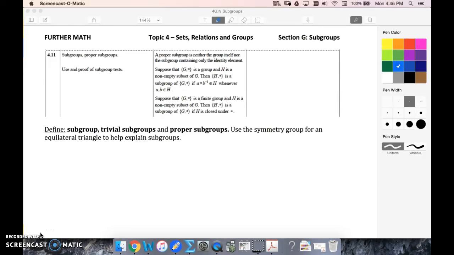Right, so now we're looking at notes about subgroups. This is syllabus topic 4.11. Proof of subgroup tests are the proofs that you need to know for this one, and they talk about it in your syllabus over here as well. So right now we're going to start by defining what a subgroup is, trivial subgroups, and proper subgroups.